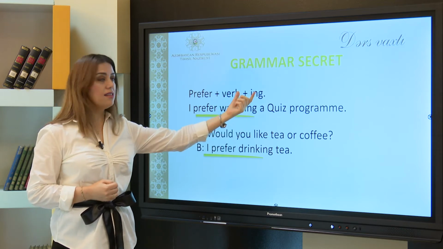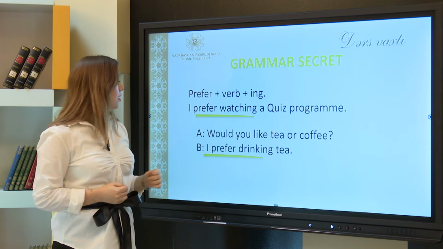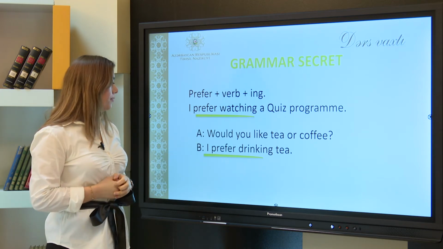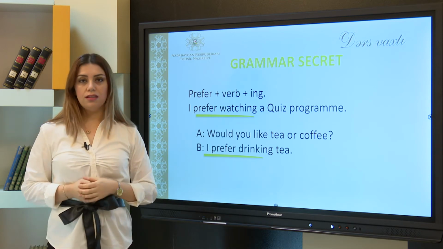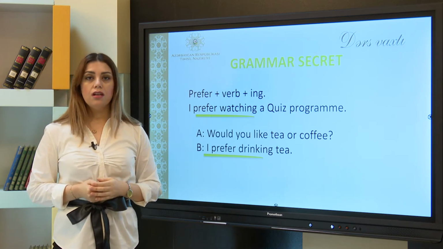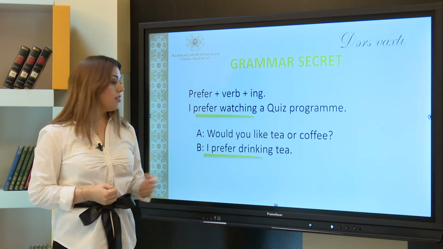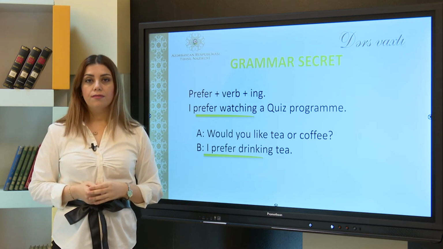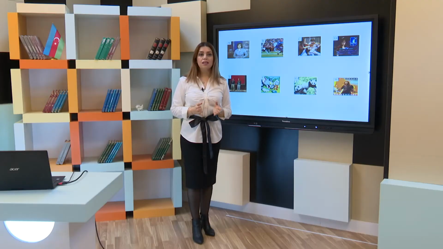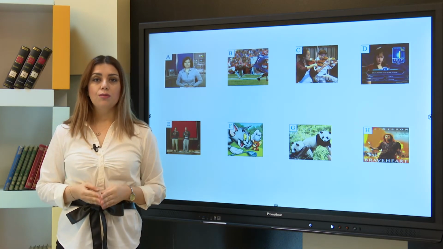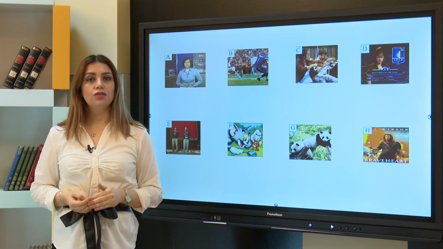And ing is ing. And another example, would you like tea or coffee? I prefer drinking tea. So remember, it means that I choose drinking tea. And you will use ing at the end of the verbs. Let's continue. In this section, we are going to learn some TV programs. I'm going to help you, but before I show you the words, I want you to guess.